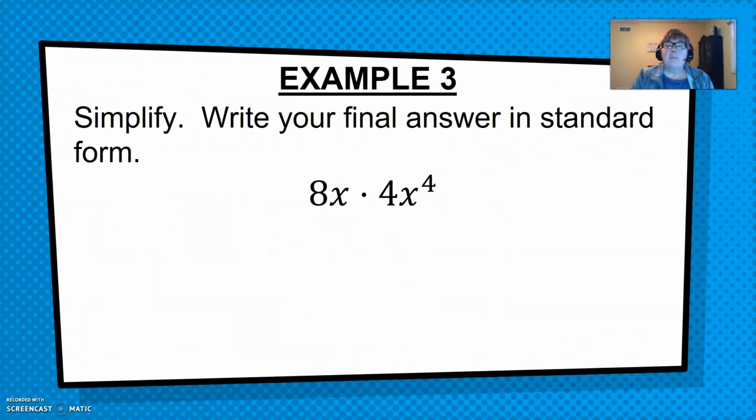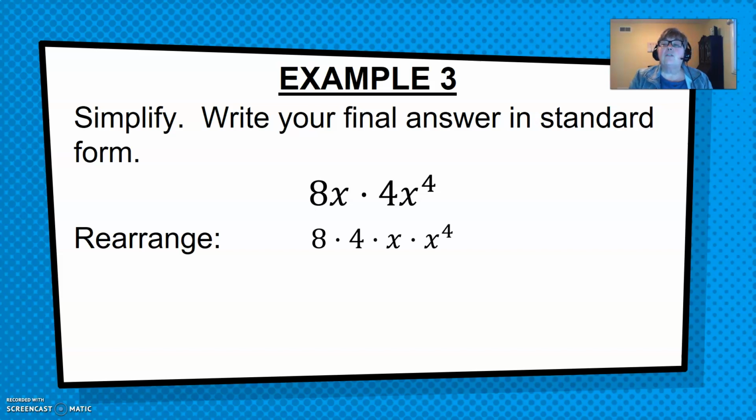Example 3, same kind of problem. 8x times 4x to the fourth. I'm going to rearrange, put the numbers together and the x terms together. So I get 8 times 4 times x times x to the fourth. Again, that x, that's all by itself, that doesn't have an exponent. It really does have an exponent. It's just 1. So I multiply.